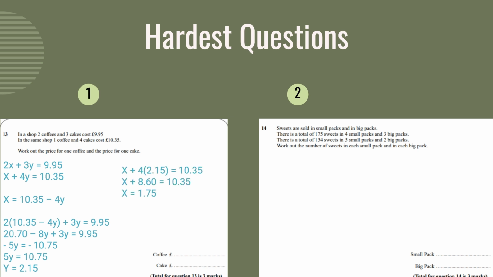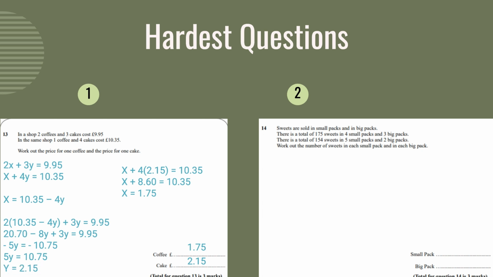Now, we substitute this back in to our other equation. So we do x plus 4 times the bracket of 2.15 equals 10.35. So x plus 8.6 equals 10.35, minus 8.6, and we get x on its own, giving 1.75. Remember, coffee is x and cake is y, so the price of a coffee is 1.75 and the price of a cake is 2.15.